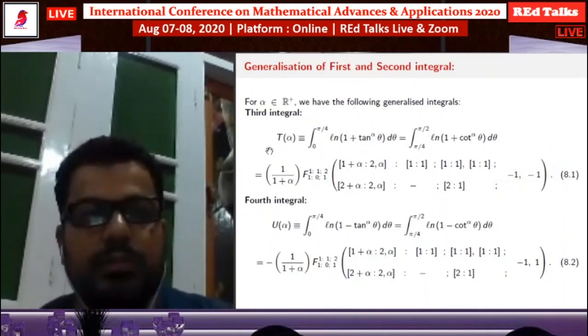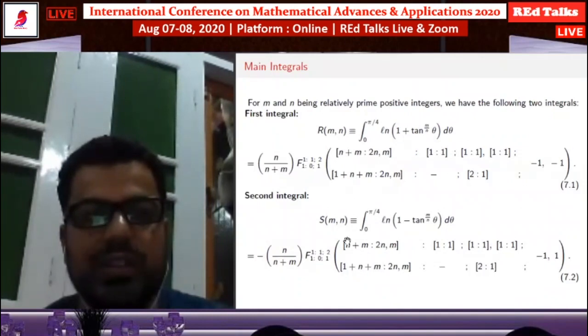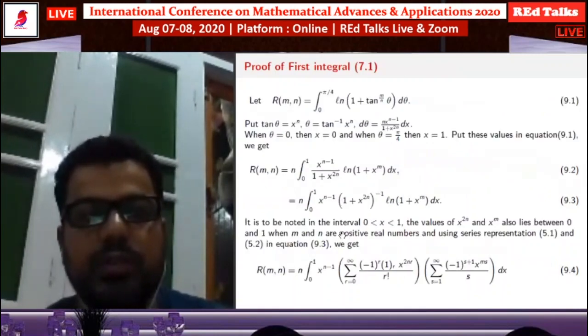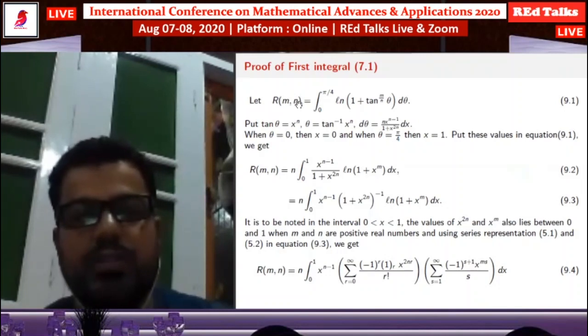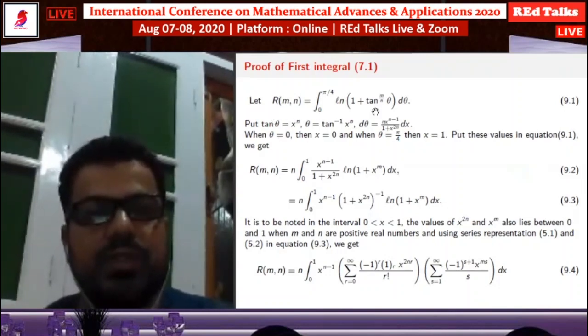For alpha being a real positive number, we have the following generalized integrals, that is the third integral and fourth integral. These are the two generalized integrals obtained from the first two integrals. So we have here to give only the proof of the first integral. Similarly, we can obtain the rest of the three integrals. This is the proof of the first integral.